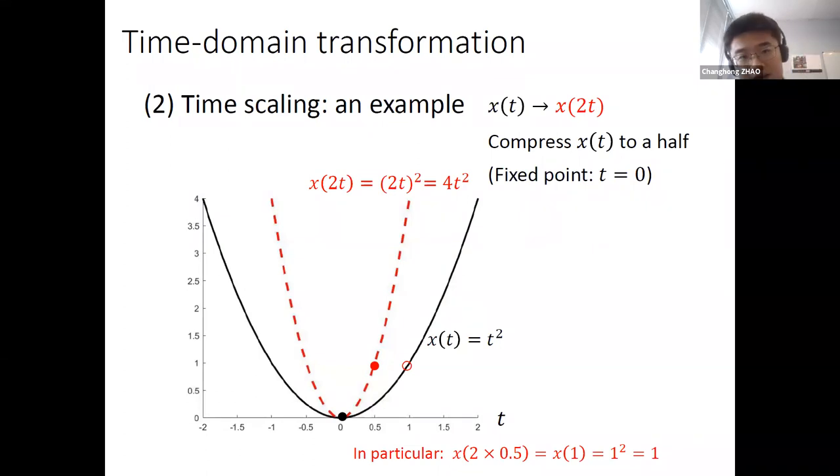Then time scaling, another operation of the signal. We also illustrate this operation using an example. Again, we start from the signal x of t equals t squared. And then if we change t to 2t, so we're changing from x of t to x of 2t, then we replace t with 2t, we replace t squared with 2t squared, which is 4 times t squared. And we plot this function as the red dashed curve.